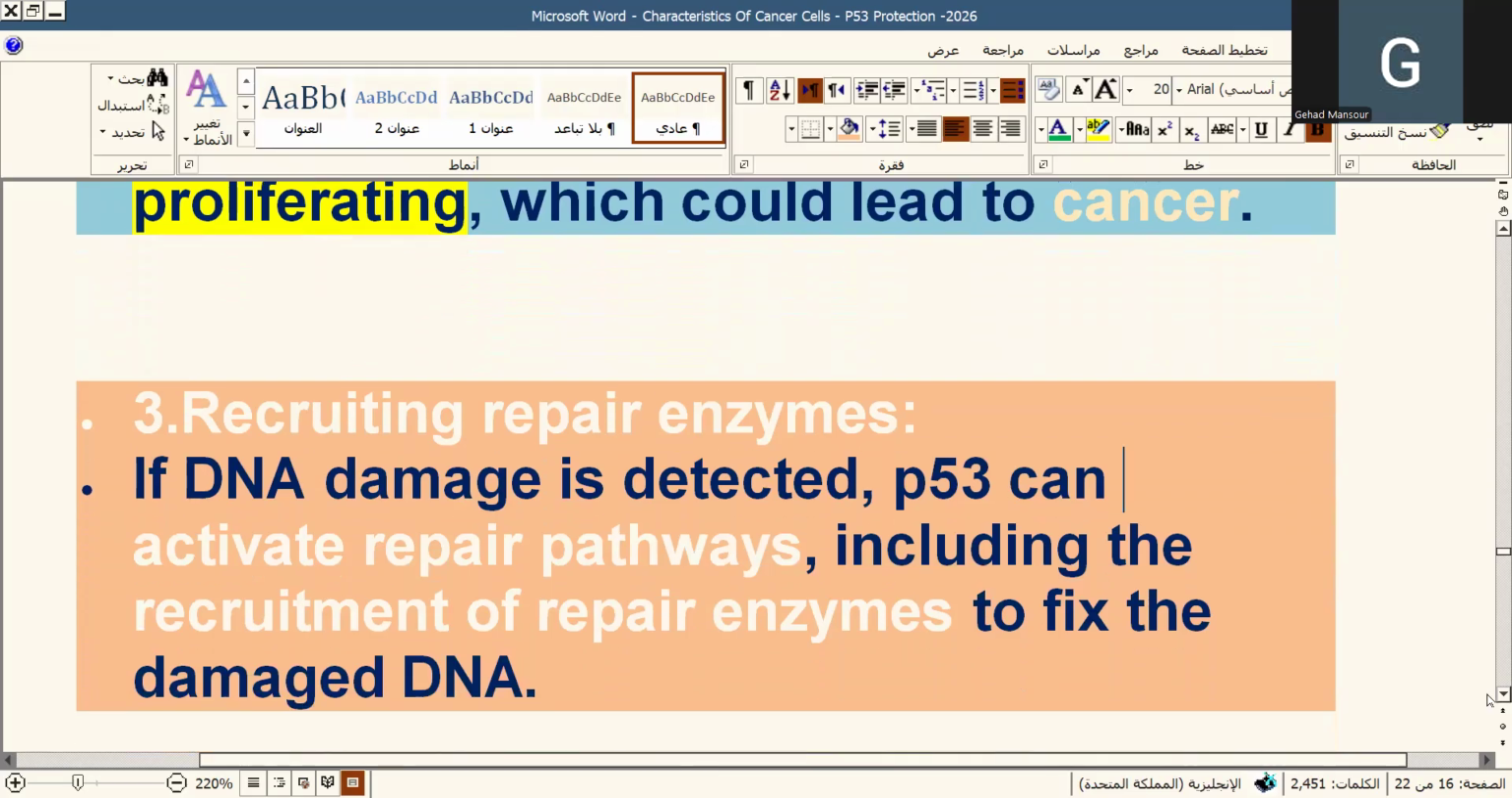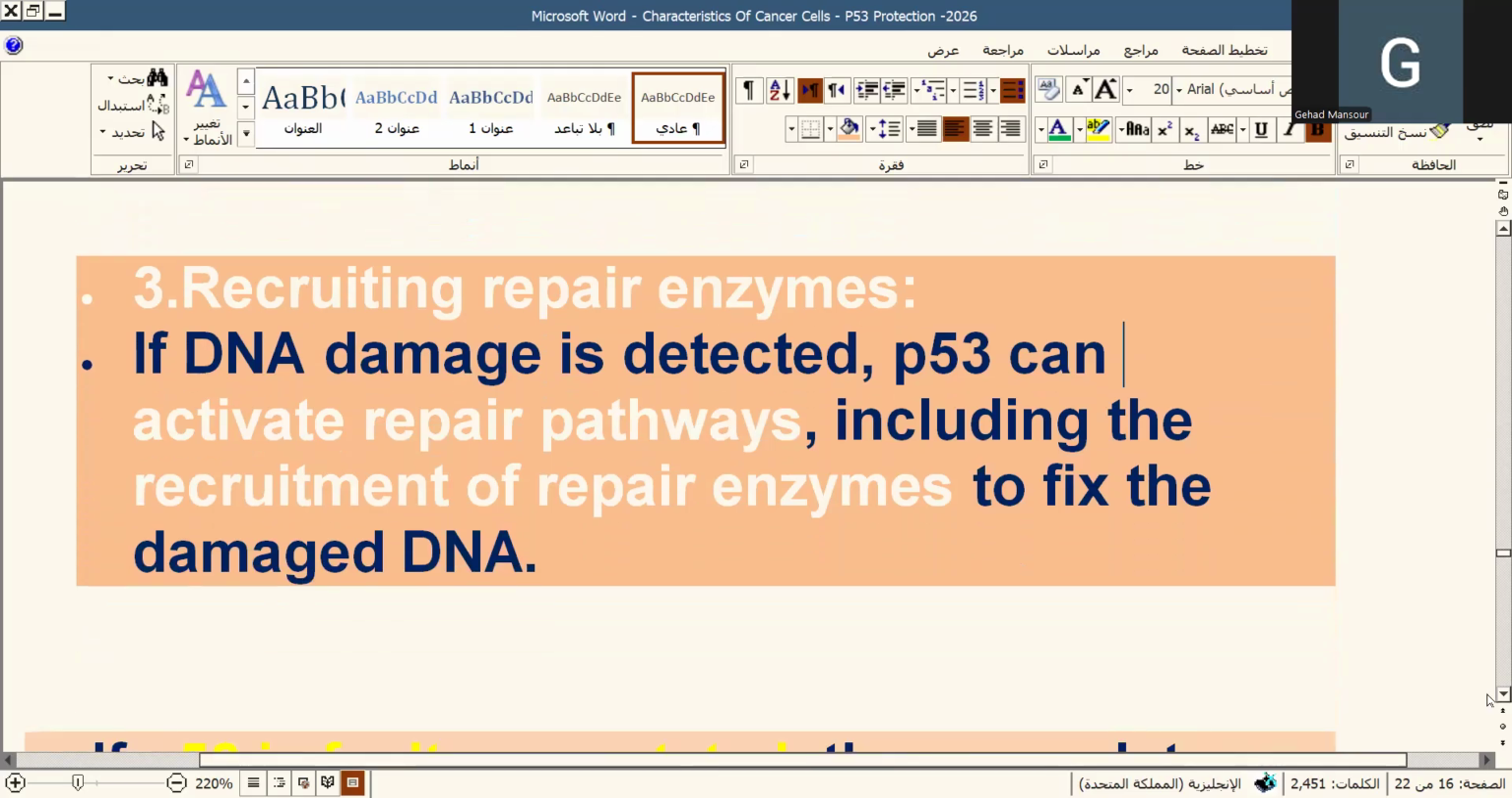The third mechanism of action by which P53 acts is to recruit repair enzymes. We said that when P53 detects the presence of damage of DNA, it arrests the cell in G naught. And this time during which the cell is arrested is first used to try to repair DNA. And if DNA is irreparable, the cell goes to apoptosis.